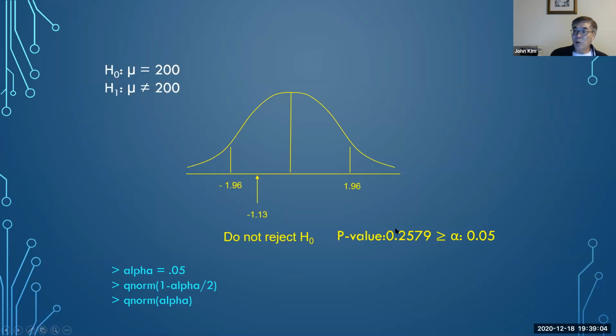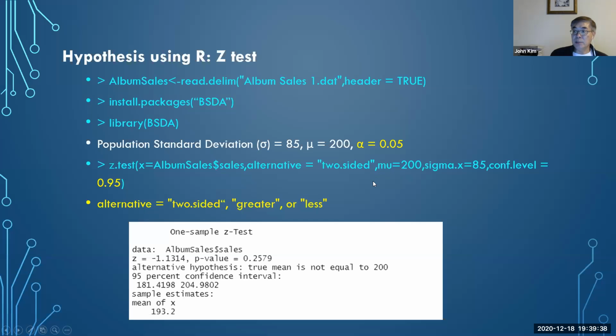If alpha is 0.05, then outside the rejection area, this one plus this side is 0.05. That is alpha, the significance level. Inside, we call this the confidence level. So the confidence level is 1 minus alpha. So R uses confidence level instead of alpha. If alpha is 0.05, then confidence level is 95%, so type in confidence level 0.95. And if it is a one tail test, then the alternative can be greater or less.